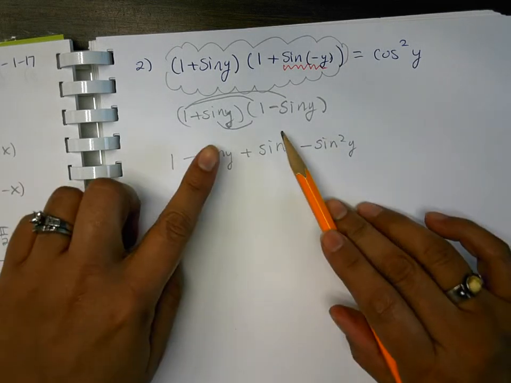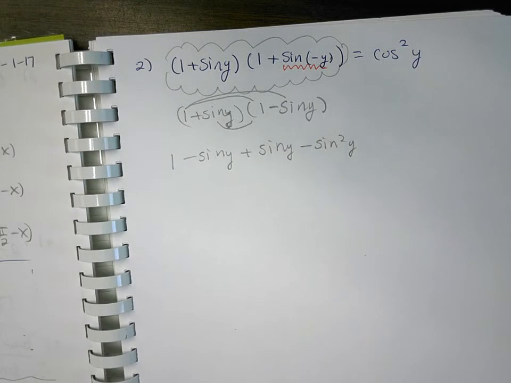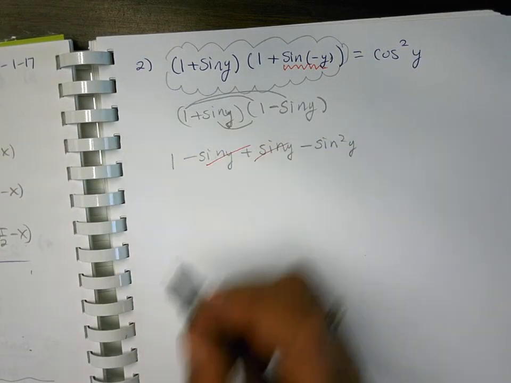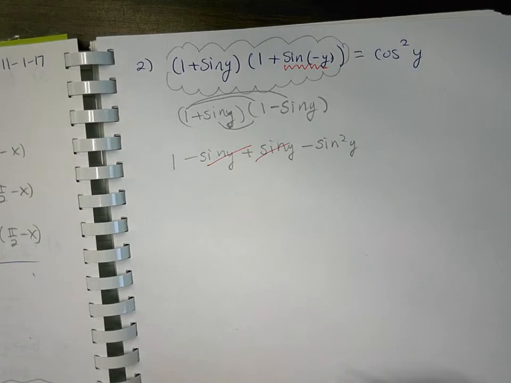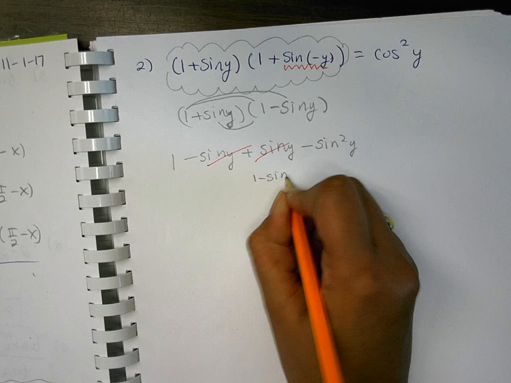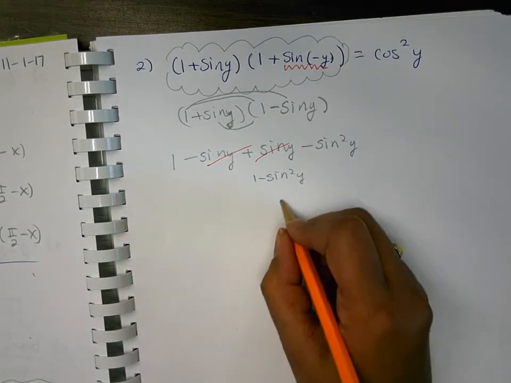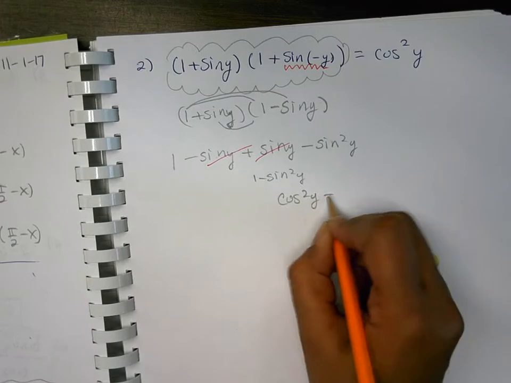These are called conjugates, and when I multiply conjugates, what always happens to the middle terms? They cross out. And what am I left with? 1 minus sine squared. That's still not quite done, but is that an easy step? What is 1 minus sine squared? Cosine squared y. And is that what we're trying to get?